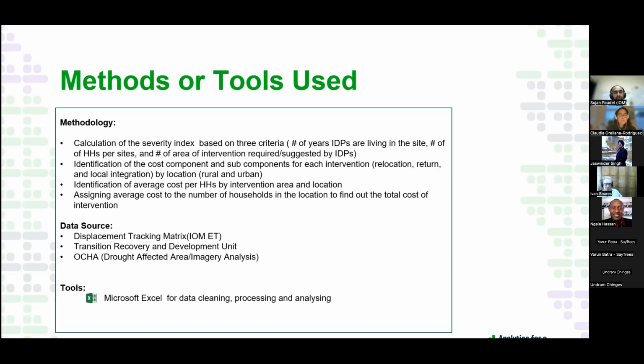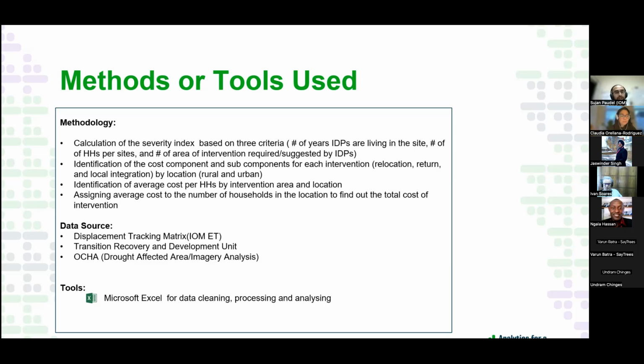So based on collecting all that data, I calculated the severity index based on three criteria: number of years IDPs are living in the particular sites, number of households per site, and the area of interventions required or suggested by the IDPs. I'll show you later the data set, what sort of fields we have and how I came up with the calculation.